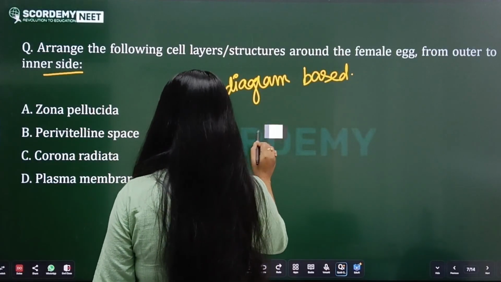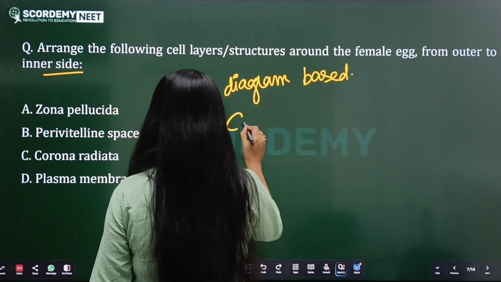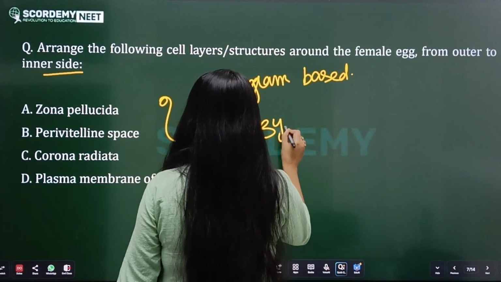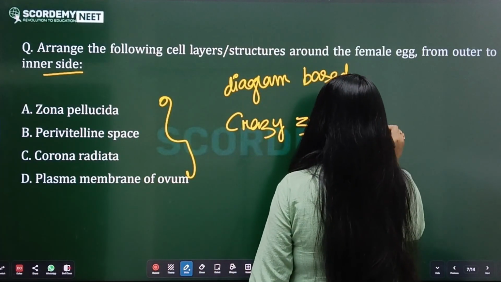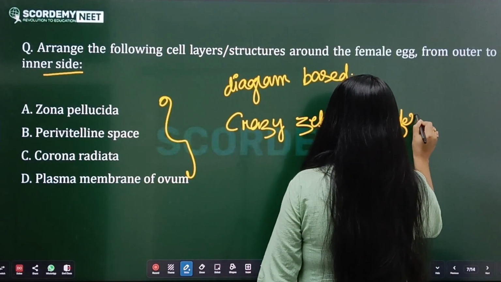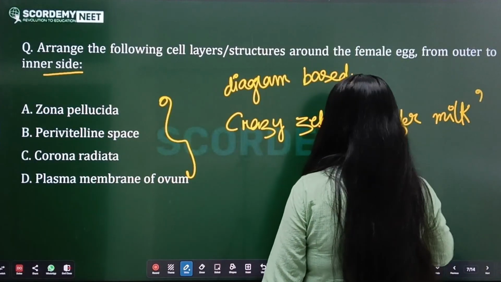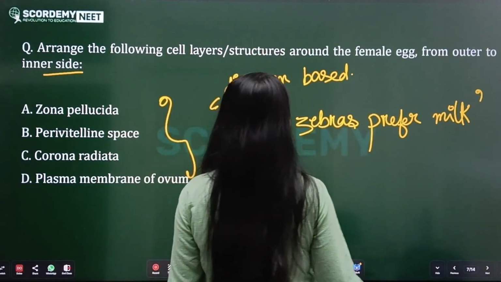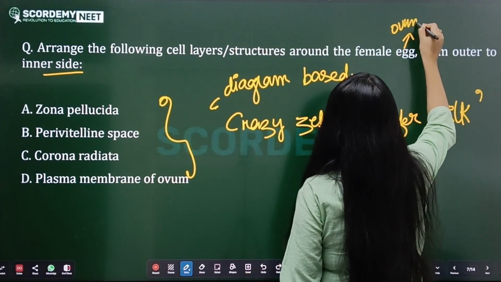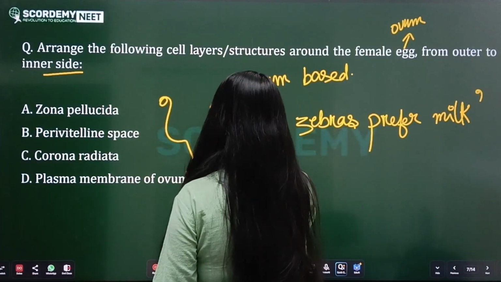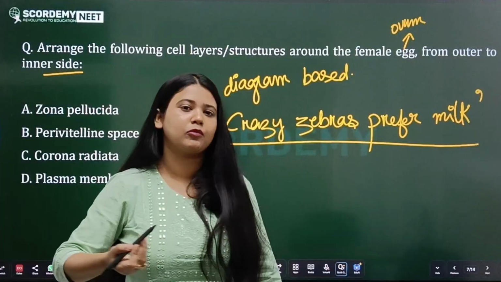Crazy zebras prefer milk. Remember this trick for what? For the layers of ovum, the female egg. So see the sentence: crazy zebras prefer milk.